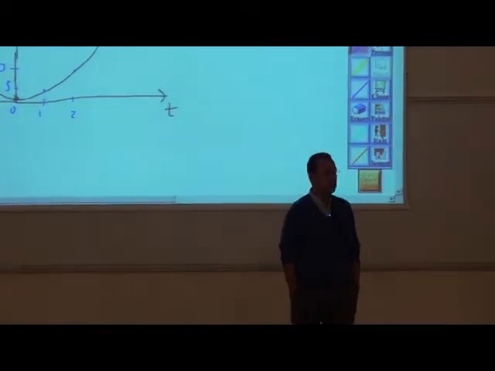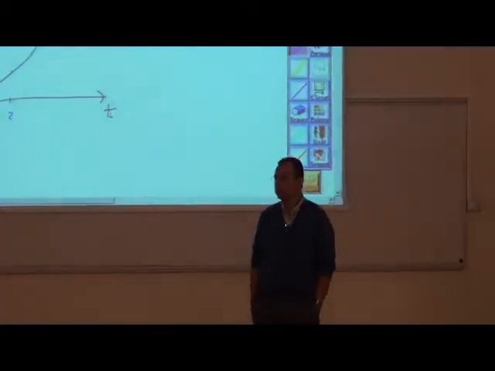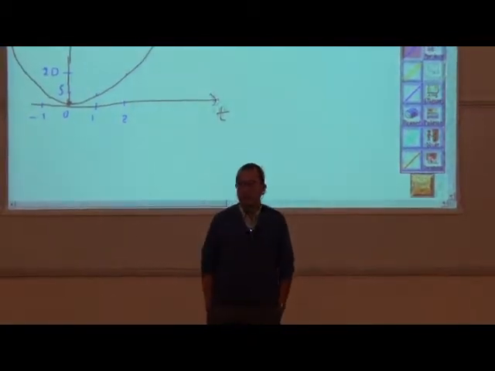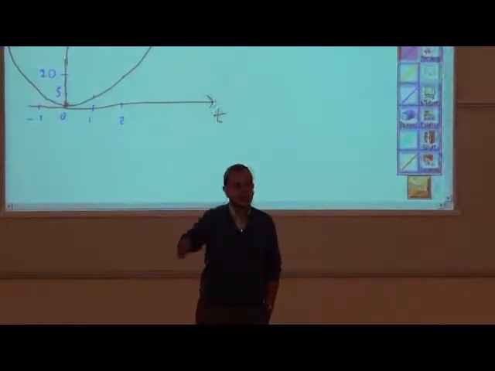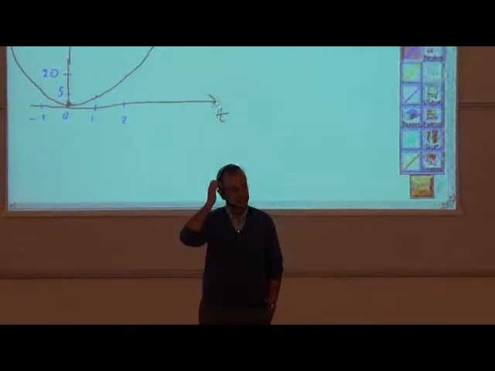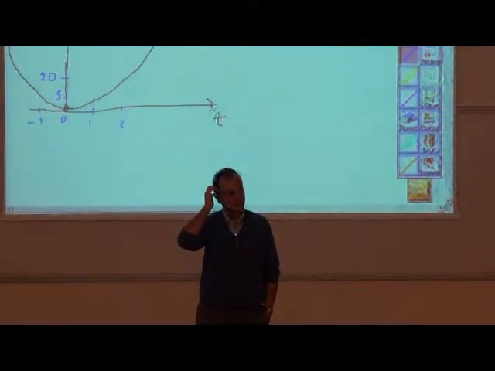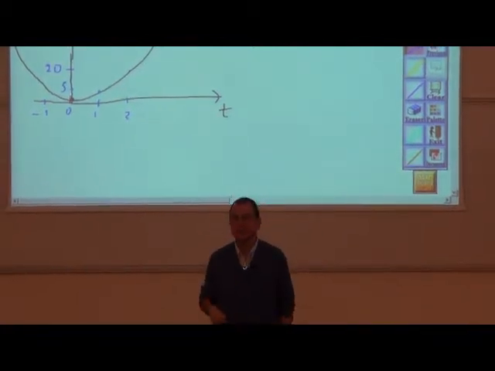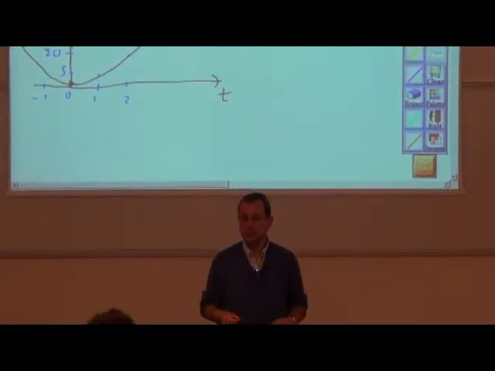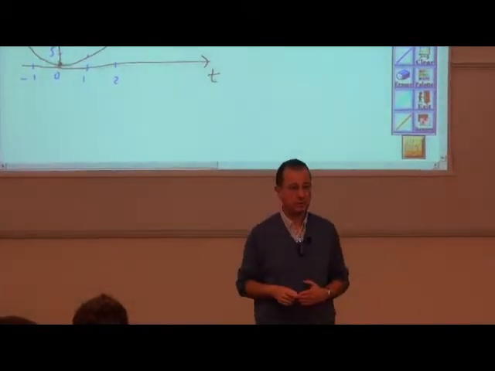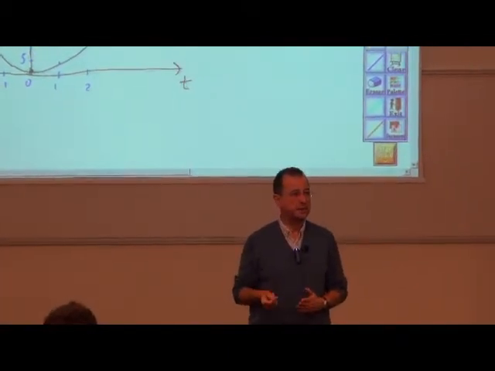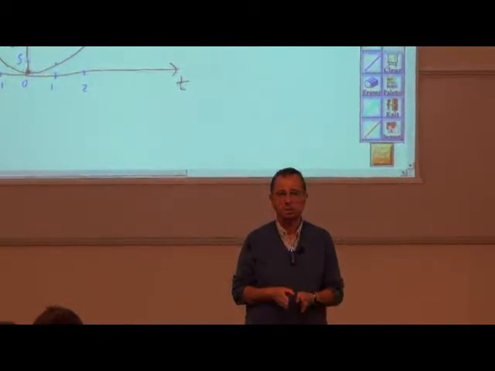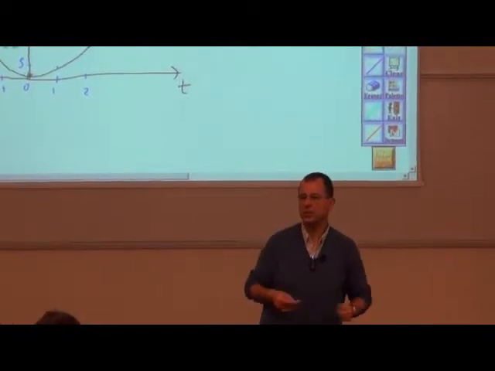Okay, let us do an example. A particle is moving along the x-axis, and I measure its position at various times. At t equals 0, the position was 0, let's say.